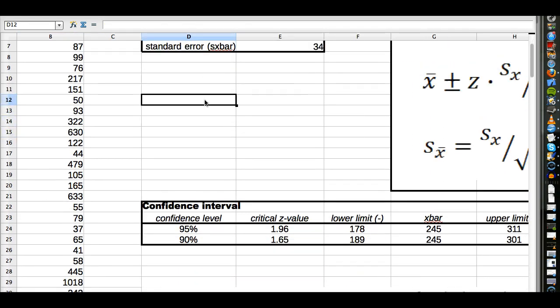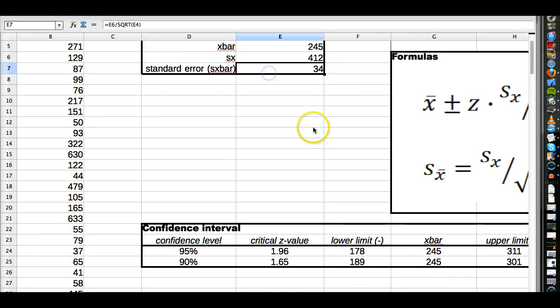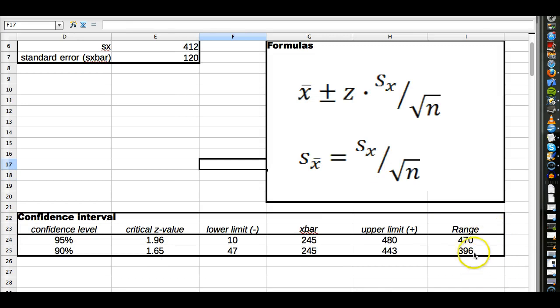I hope you can play around with this, have some fun. Try, for example, increasing the standard error to some really large number, like 120. If my standard error was 120, you can see the ranges here. My interval size increased a lot. And meanwhile, if I had a standard error of only 10, it would decrease a lot. So the standard error, which is dependent on the standard deviation and the size of our sample, will have a large effect on the size of our intervals.